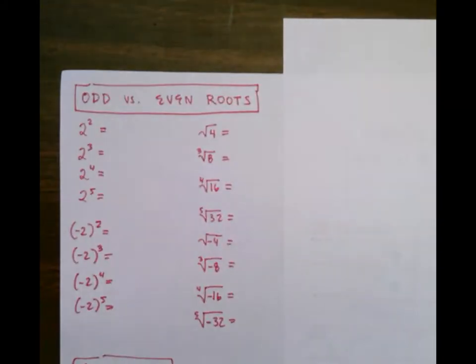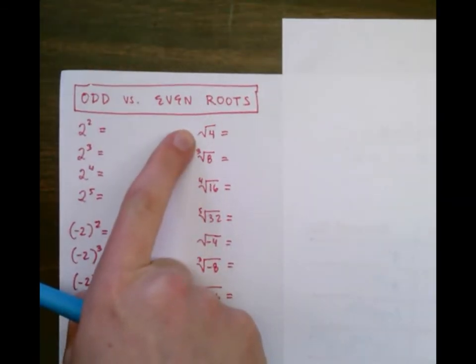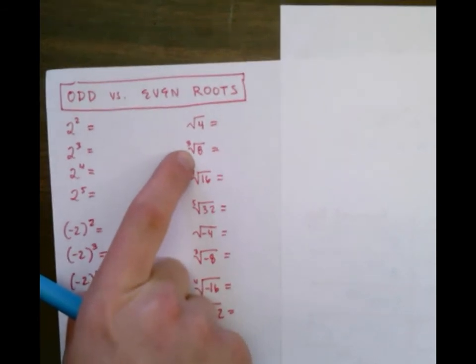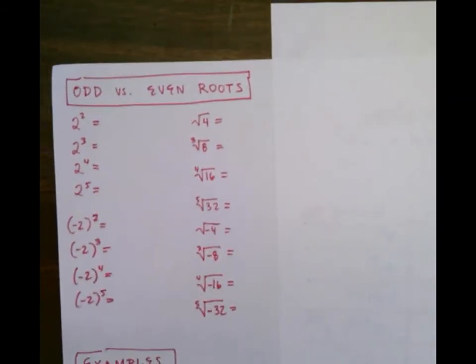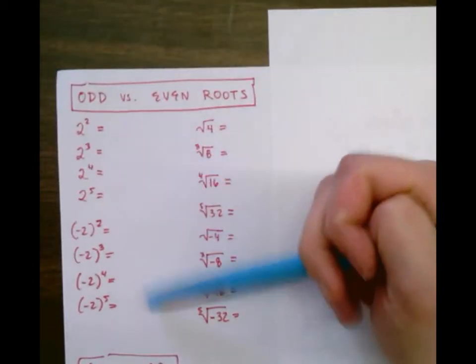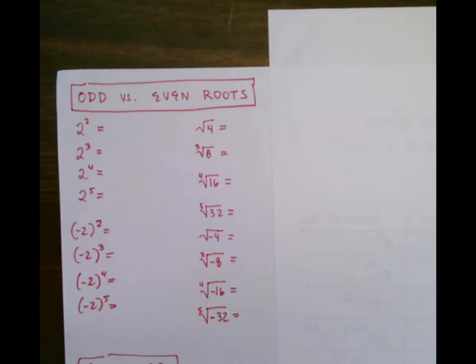For the next part of your notes, we're going to investigate the difference between taking an odd versus an even root. Odd versus even roots refers to your n value. The square root is an even root, but the cubed root is odd because 3 is odd, the 4th root is even, etc. We're going to do this by first looking at powers of 2 and powers of negative 2, and it's going to help us establish some patterns.